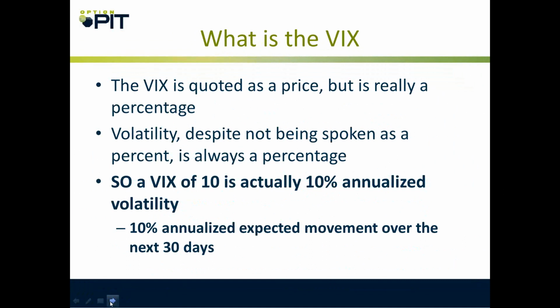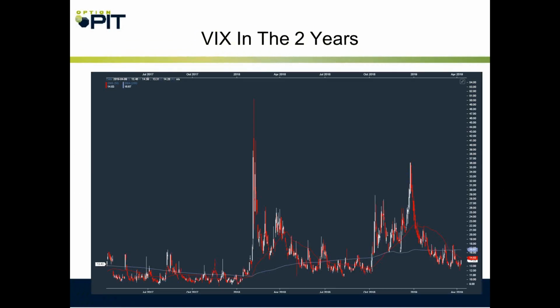VIX is quoted as a price, but is really a percent. Volatility, despite not being spoken as a percent, is always a percent. So the VIX settled around 14 today. That's actually 14%. So a VIX of 10 is actually 10% annualized volatility. That means over the next 30 days, the market is expecting an annualized move of 10%. All right. So for the next 30 days, the market is expecting the S&P 500 to move like it's moving 10% a year.